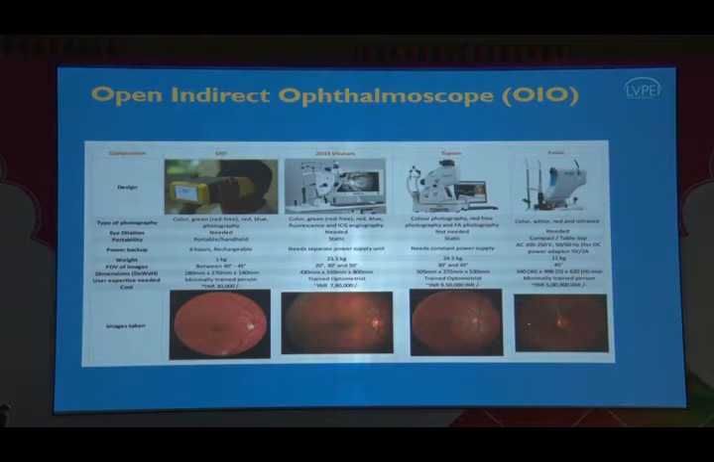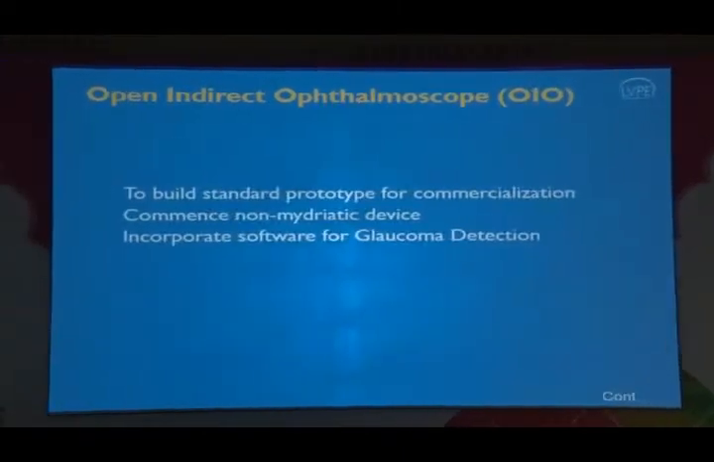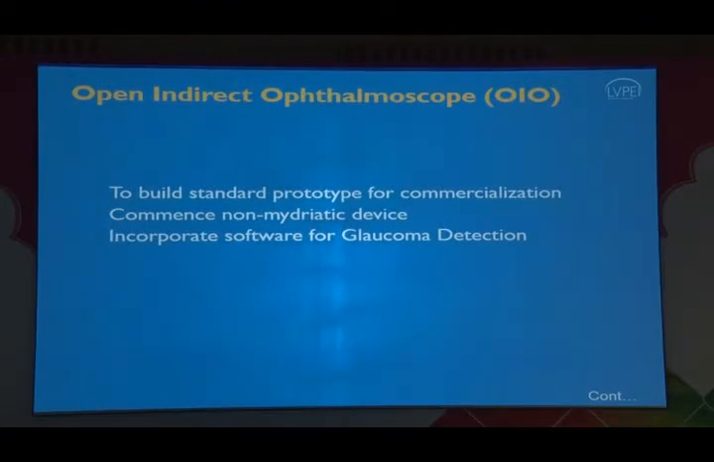This is just a brief comparison of the cost and the weight and other parameters of the existing fundus cameras with what we are trying to develop. The thought is that we should be able to build it within 30,000 rupees, and it weighs about 1 kg compared to the weight of the other fundus cameras. And based on what you put into this, you can directly connect it to a cloud or a laptop to store your images and do whatever analysis needs to be done subsequently on those images, either remotely or on site. The way forward is to build a standard prototype for commercialization and probably work on developing a non-mydriatic device. At this point of time, it's a mydriatic device, and incorporate software for glaucoma detection. And which way we are going towards that is what I'll address subsequently.